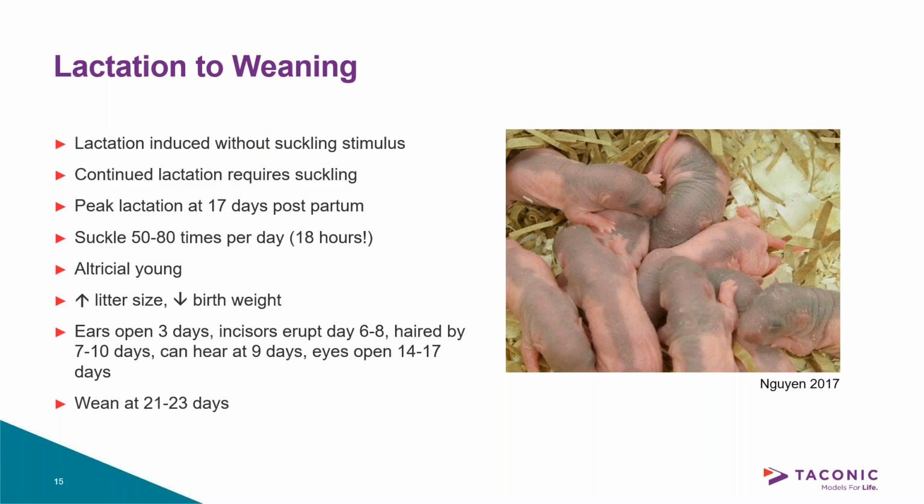And then you can see here some of the timeline for when key developmental factors happen in the pups. So they'll pretty much have their hair by 7 to 10 days of age, and then we're going to wean them at 21 to 23 days. Some of our inbred strains might need a few more days with mom.